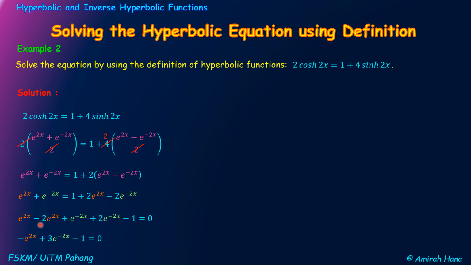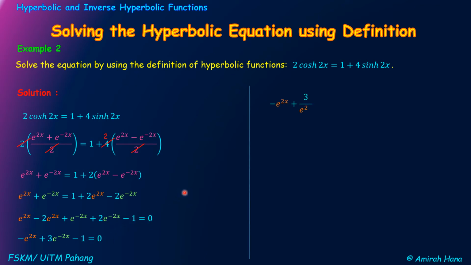Then we simplify: e to the power of 2x minus 2e to the power of 2x, 1 minus 2 equals negative 1. Okay? Negative e to the power of 2x. And then this is the same term, so 1 plus 2 equals 3. So we have 3e to the power of negative 2x minus 1 equals 0.